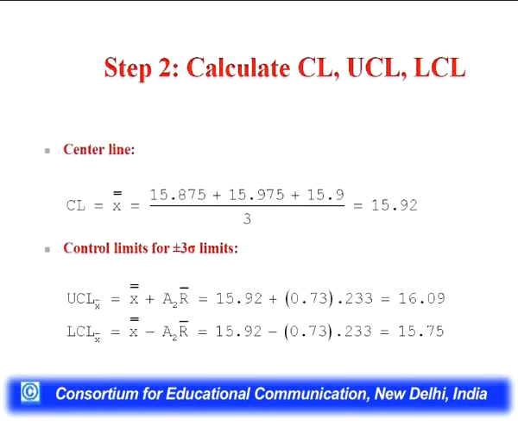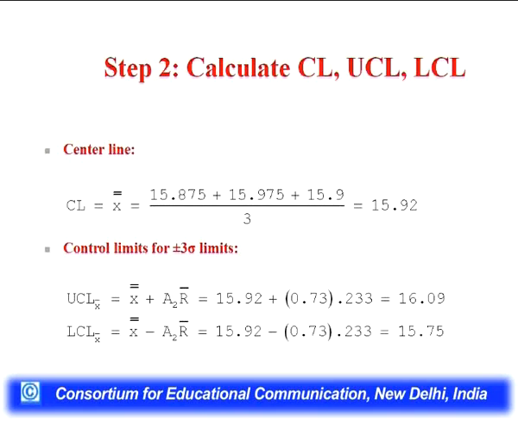Step 2: calculate the center line, upper control limit and lower control limit. The center line for x bar is x double bar, which gives us the grand mean. Already we have calculated the means 15.875, 15.975 and 15.9, and dividing by 3, we get the grand mean as 15.92. So x double bar, or the center line, is 15.92.